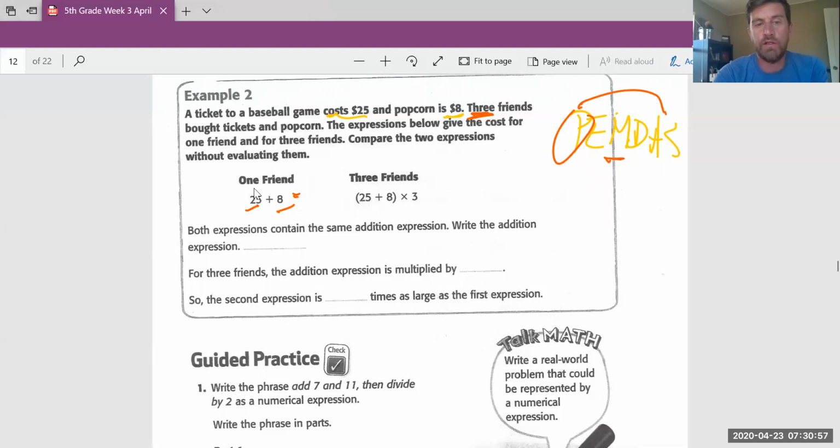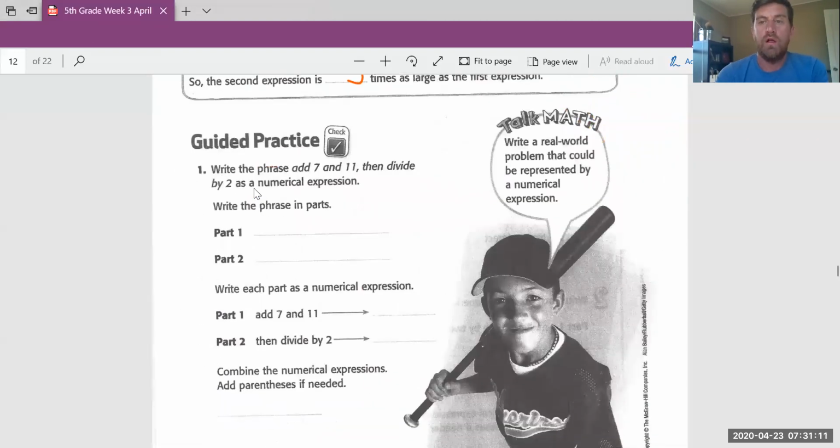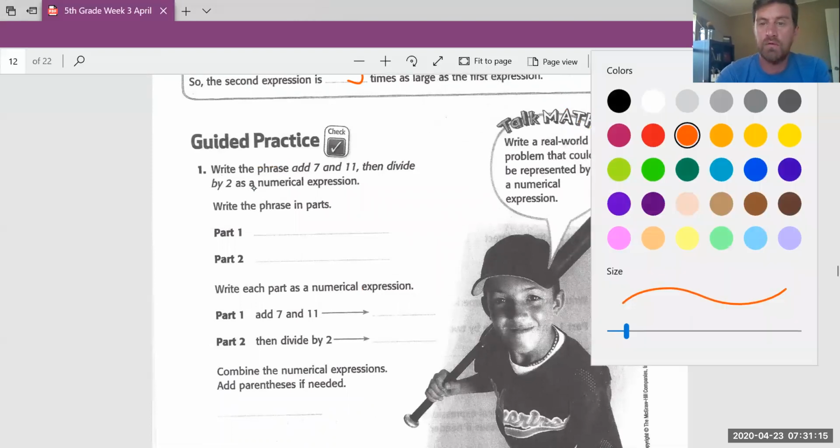All right, so you can write this. We have the expression right there. For 3 friends, the expression is multiplied by 3. We know that. So the second expression is going to be 3 times as large as the first expression. Okay, so hopefully you're following along with this and keeping up.